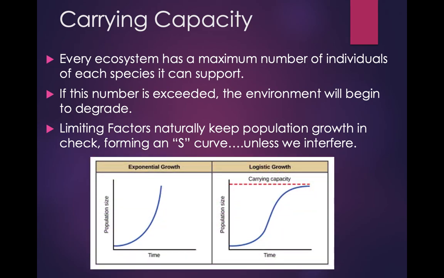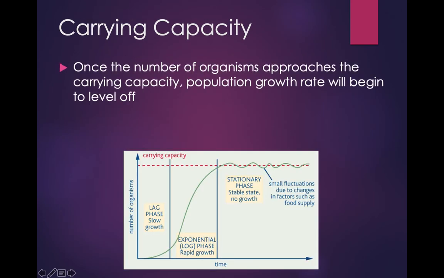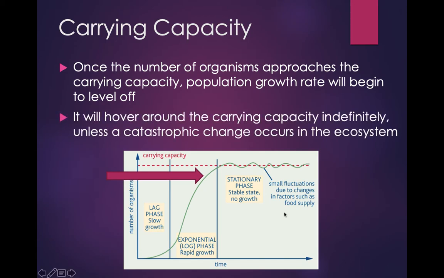Now, if you're looking at this logistic growth, the reason that this tapers off at the top is because we are approaching the carrying capacity. As we get close to this line, this maximum number of individuals, it's going to kind of level off, because that's our limiting factors kicking in and slowing this curve down. Once the number of organisms approaches the carrying capacity line, population growth starts to level off. And it's just going to continue to hover around that dotted line, around that carrying capacity line.